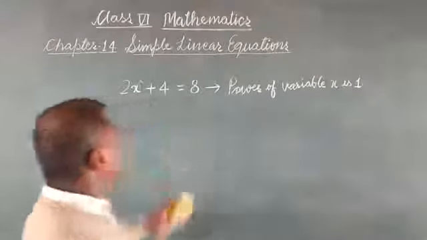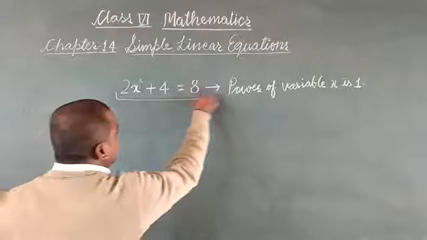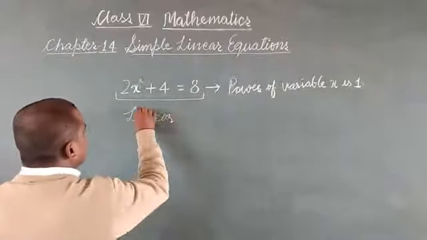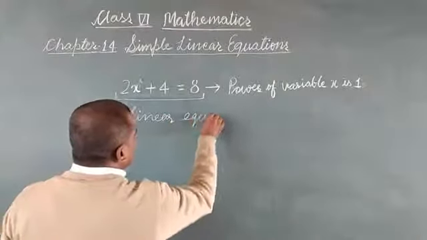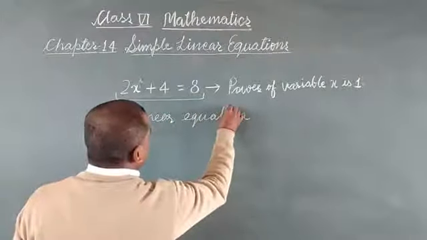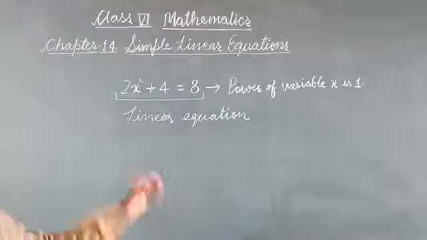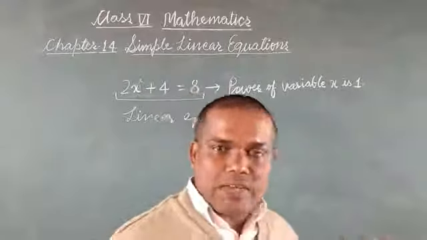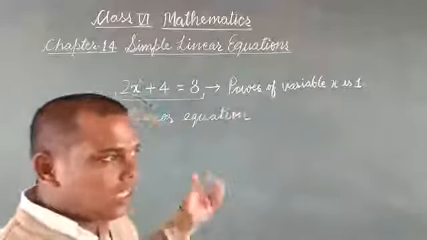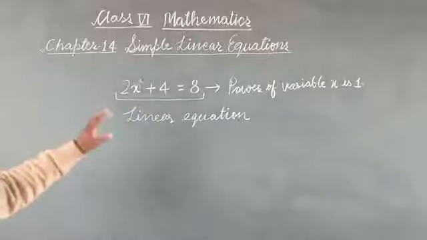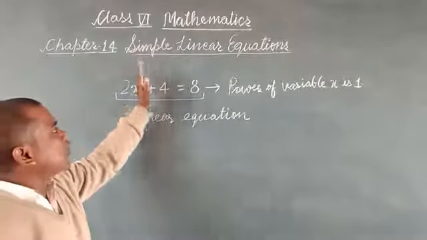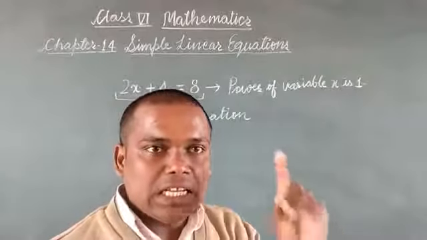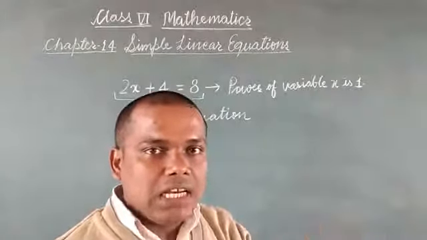I hope you understood. This equation is called linear equation. Our variable is not only x, it can be y, z, a to z, any literal you can take to write the variable, but the power of the variable must be 1, then we say the equation is linear equation.